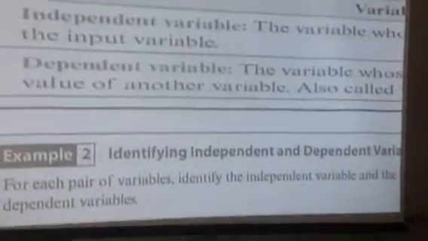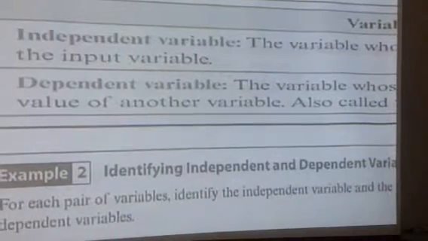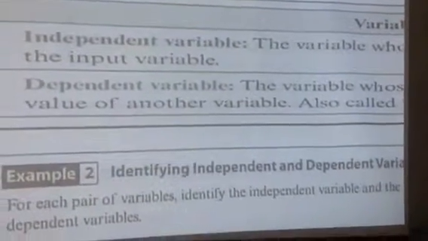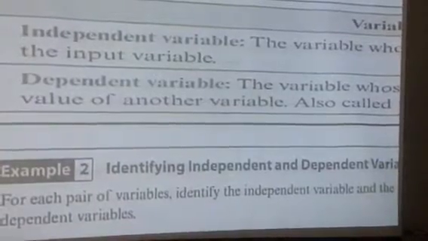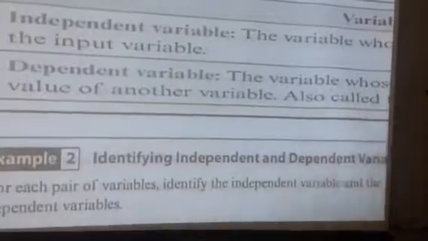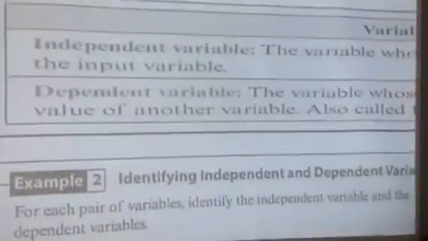Now we're going to deal with independent and dependent variables. This should be something that you have learned in science, but this will also come up a lot in math. The variable whose value can be chosen, or the input value, is your independent variable. Your dependent variable is the variable whose value is determined by the input value of another. It's also called the output value.